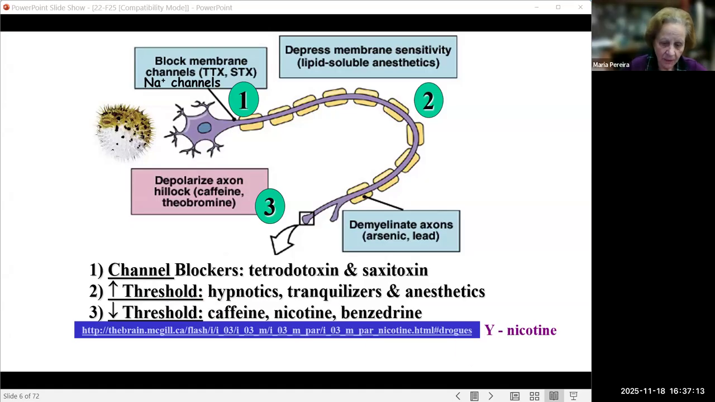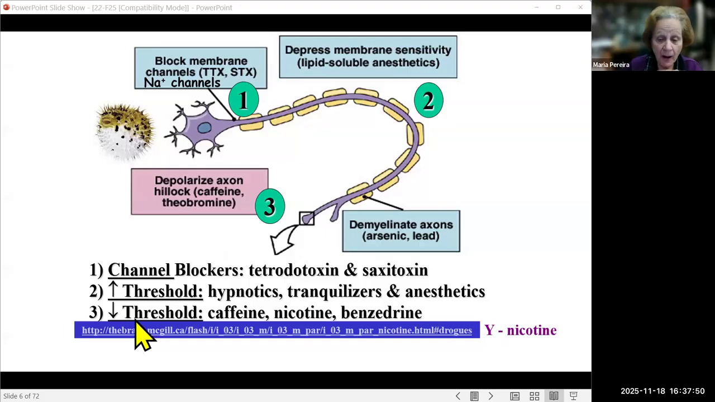Right, you need more sodium. So you're increasing the amount of voltage that needs to be generated to reach threshold. You need to increase the amount of sodium, exactly. So that's the principle of anesthetics and hypnotics, tranquilizers and anesthetics. They increase the threshold. So the membrane potential goes down, becomes more negative.